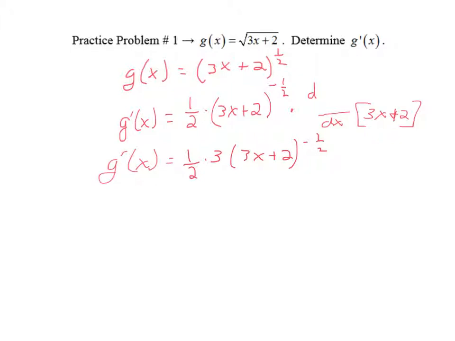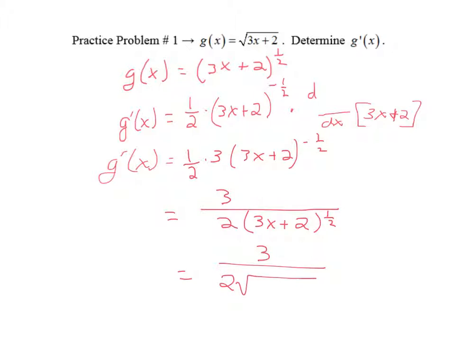We don't want to leave a negative exponent in our answer. Okay? So since we have a negative there, we know we're going to end up with a fraction. And I believe the 2 in the 1/2 is going to be in the bottom. The 3 is going to stay up top. And then the 3x plus 2 needs to come to the bottom. So it would be 3x plus 2 all to the 1/2 power. Or if you'd rather rewrite it as 3 over 2 root 3x plus 2, that's fine. Okay? But that's our derivative for g.